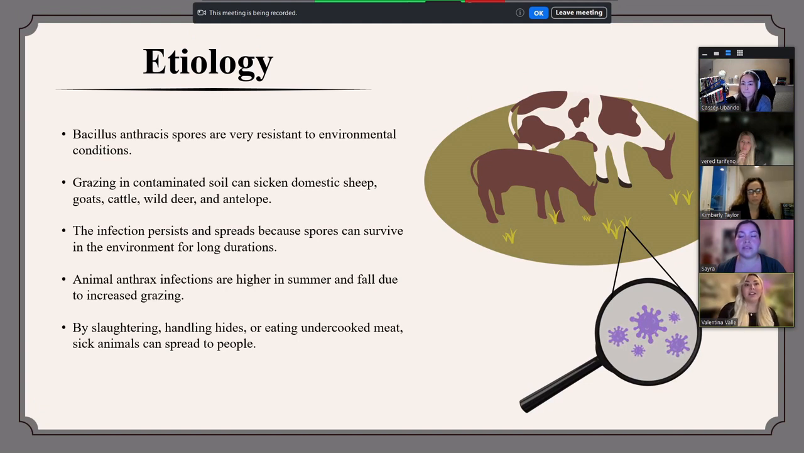Etiology. Bacillus anthracis spores can affect soil and water and are very resistant to environmental conditions. This can make livestock sick when they graze on polluted soil. The spores can survive for years. Grazing animals including sheep, goats, cattle, wild deer, and antelope are more likely to contract anthrax in summer and fall. Butchering, working with skin, and eating raw or undercooked meat can spread the disease to humans. Skin contact causes cutaneous anthrax, while inhaling or eating the spores causes inhalation or gastrointestinal anthrax.